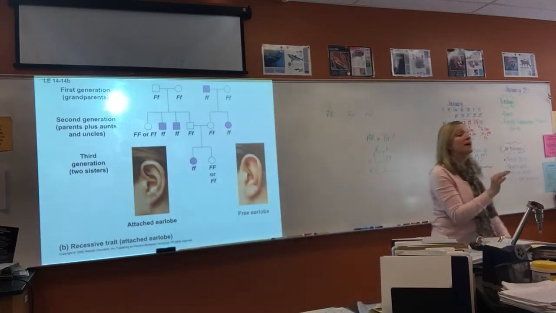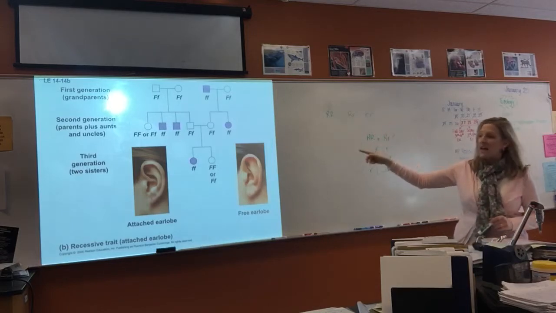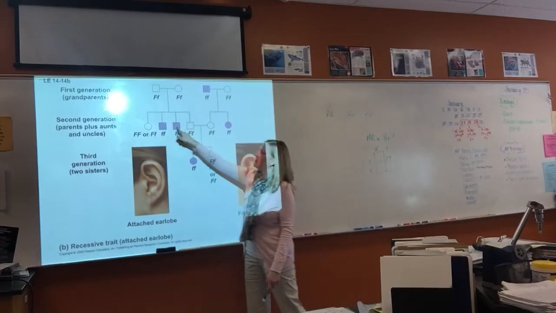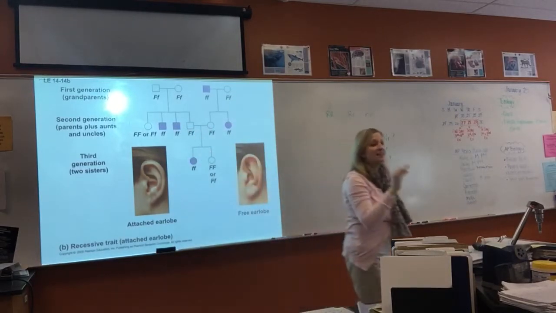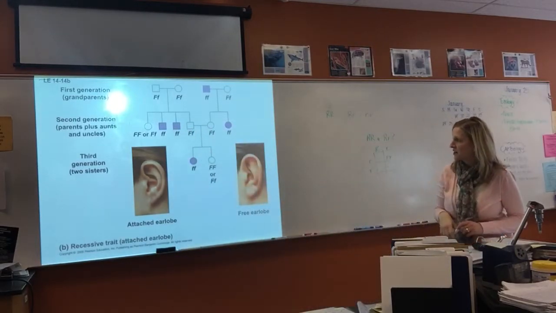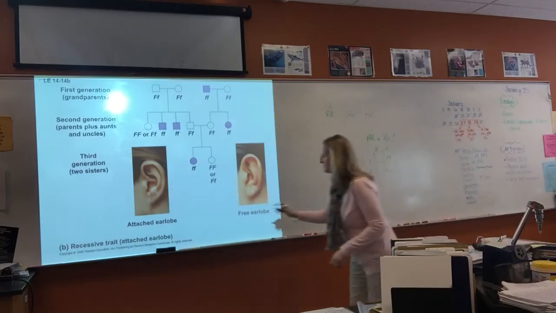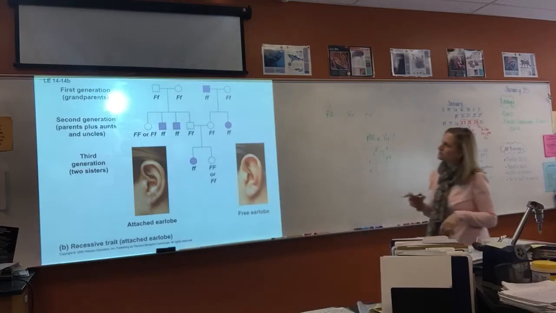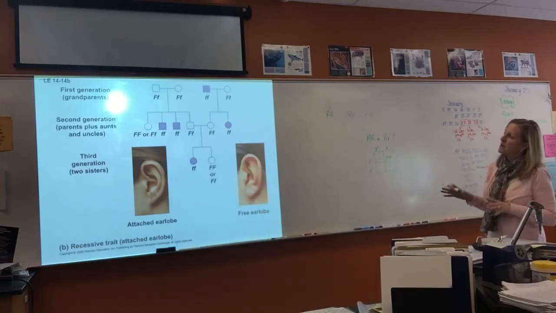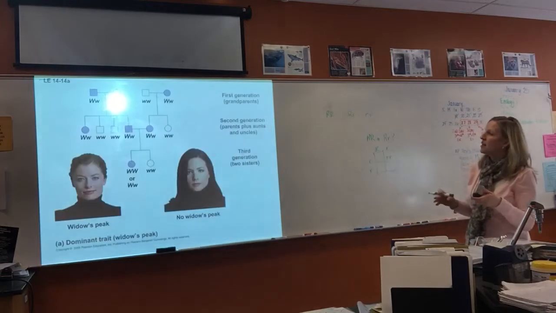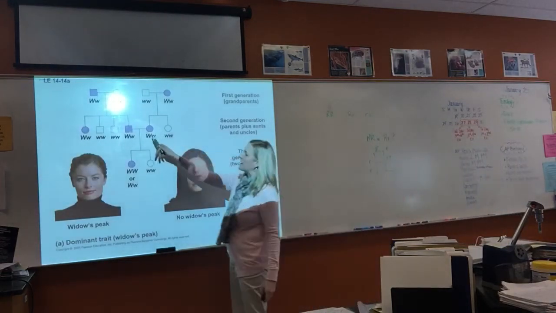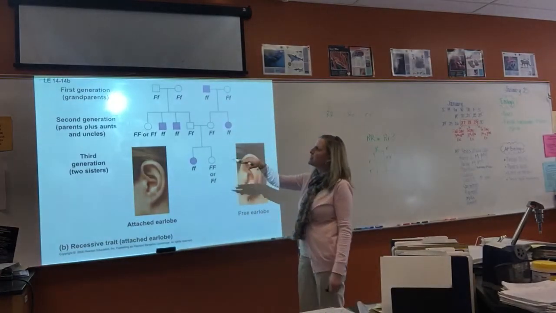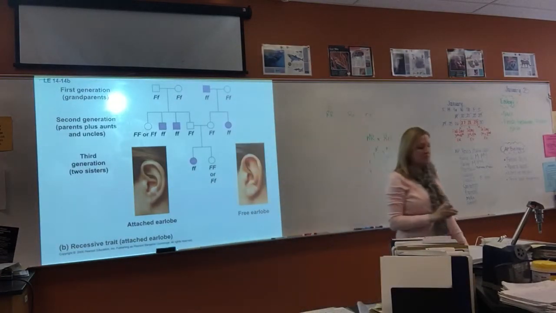That's a recessive trait, which means everybody shaded in has the trait we're looking at, which is attached earlobes. So everybody shaded in, in this case, is little f, using the f's here. So when we look at this now, the people shaded in, this is different than here where the people shaded in had the dominant trait. Here the people shaded in have the recessive trait. And so everybody not shaded in has a big F.